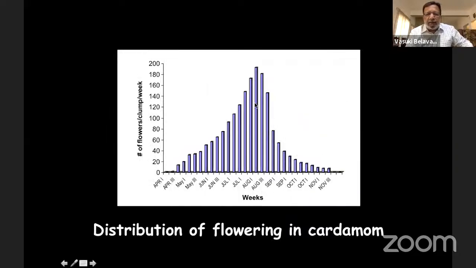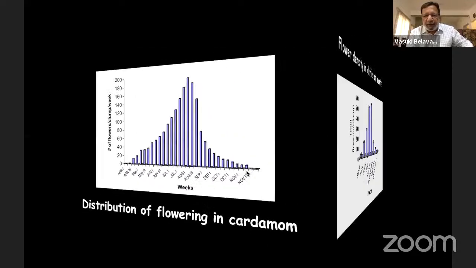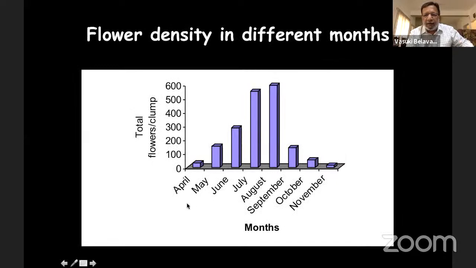Now, if you look at the distribution of flowering in cardamom, you see that the flowering actually starts in the month of April itself. In the third week of April itself, we started observing the flowering. And then the peak is in July, August. That is the time when you have the maximum flowers that are produced, and it continues till November. So from the second or third week of April, the flowering starts, and then it continues till November, but the peak flowering is in July, August, and most of our initial observations on the cardamom pollination were restricted to the peak flowering. I'll tell you later a little bit about that.